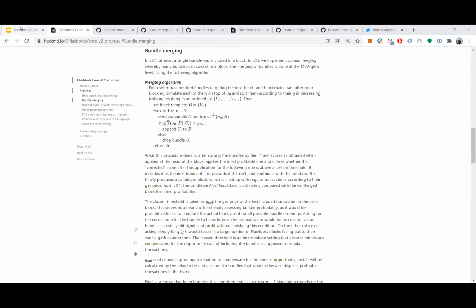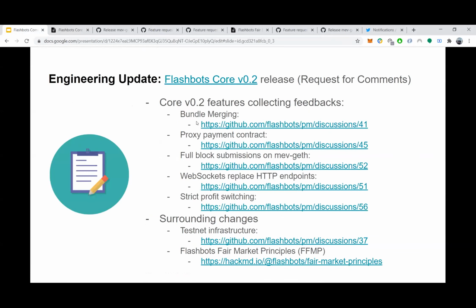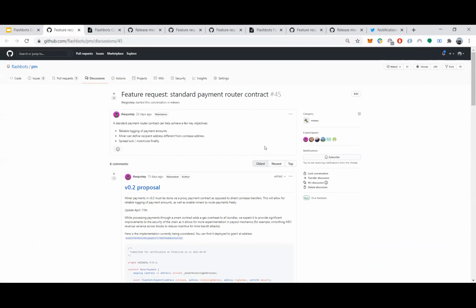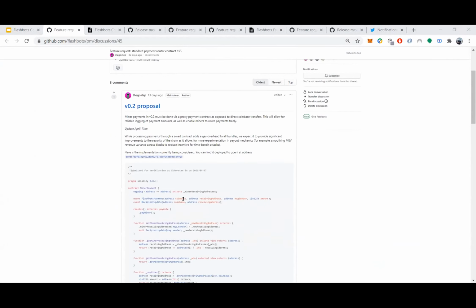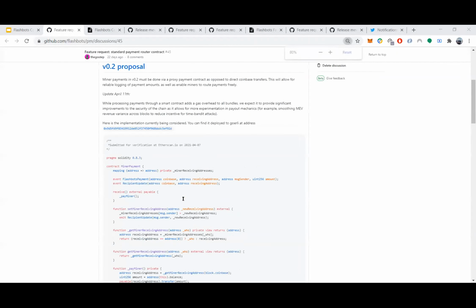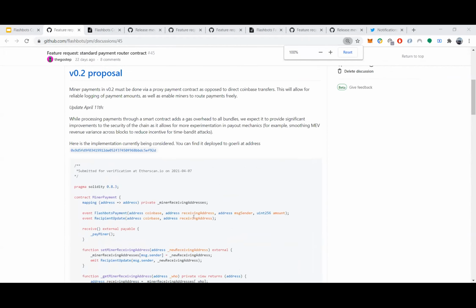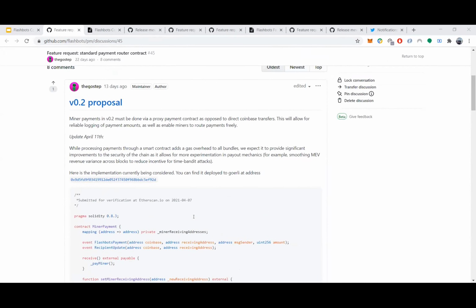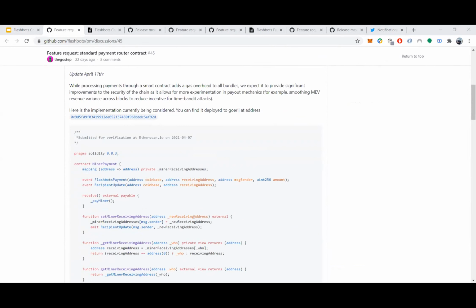The next big change is the proxy payment contract. This payment contract would essentially provide a standard way for direct payments to happen for all miners who are receiving bundles from the Flashbots relay. There's maybe a few design goals that we have in building a smart contract for routing payments. One of them is it provides better ways for the miners to query the amount of value that they've received from MEV.